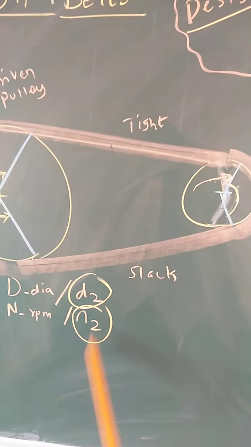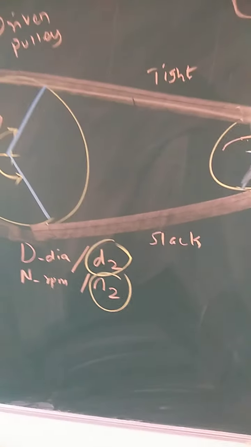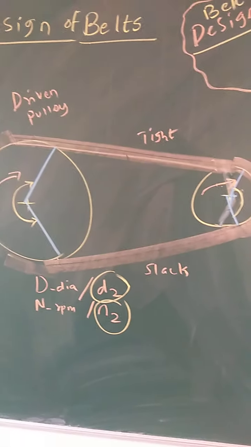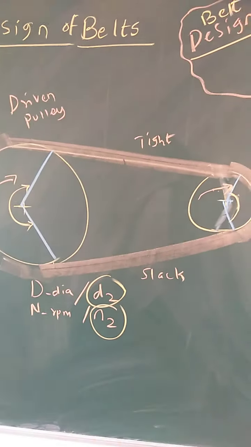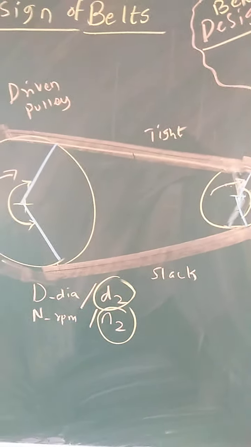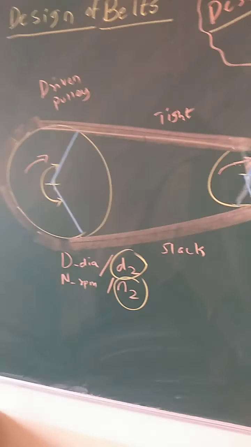Based on the distance, we are going to use a different mechanism. If the distance between these two pulleys, like the transmission part, is very small, then we'll go for gear drives. If it is more, we'll go for belt drives, chain drives, etc. Okay, let us go to the design aspect now.